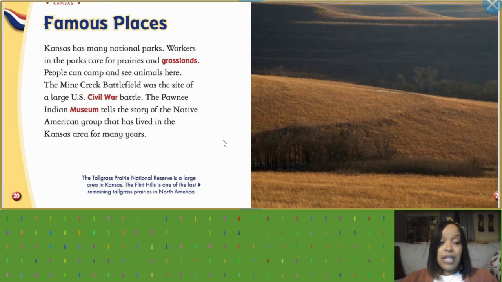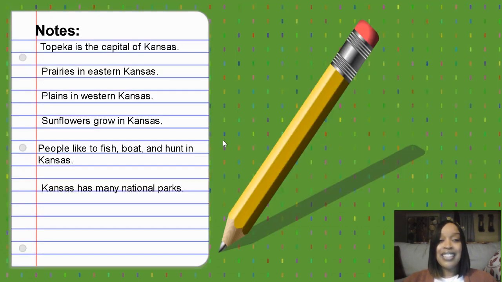The Tallgrass Prairie National Reserve is a large area in Kansas. The Flint Hills is one of the last remaining tallgrass prairies in North America. So in this picture, we see the Flint Hills. Okay, so this isn't really flat land. This is those hilly lands that we discussed. One of the notes that I thought would be good is that Kansas has many national parks.